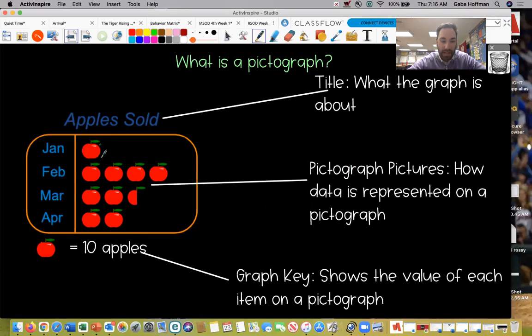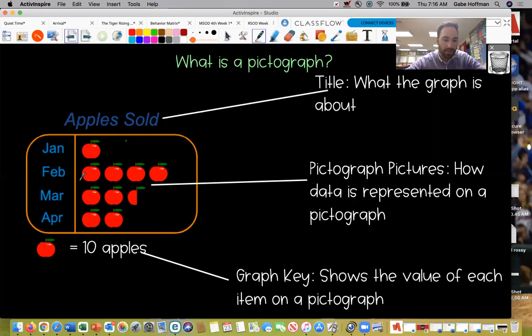So in January, this apple represents an amount of data, right? You also have a graph key that shows the value of each item on the pictograph. So if this apple right here represents 10 apples, in January, there were 10 apples sold. The tricky part here is what if I have a half of an apple? Well, that means it's half of whatever the scale says. So if the value of one apple is 10, then half of the apple in March is 5. So when I'm looking at the number of apples sold in March, I would count 10, 20, 25 apples, right?